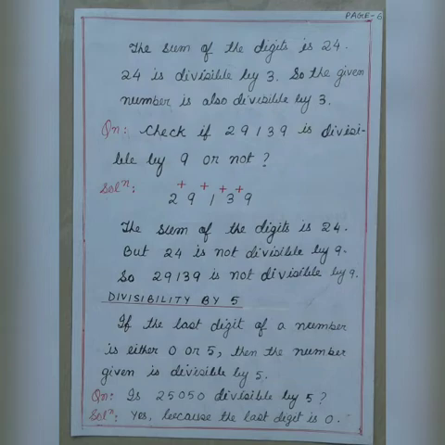So, we have to check if the sum of the digits is divisible by 9 or not, to check if the number is divisible by 9 or not.